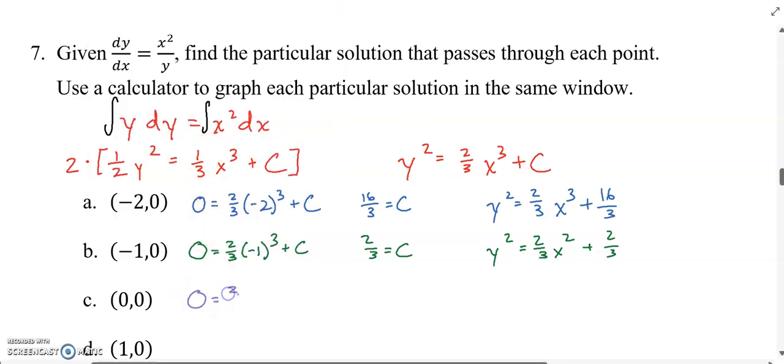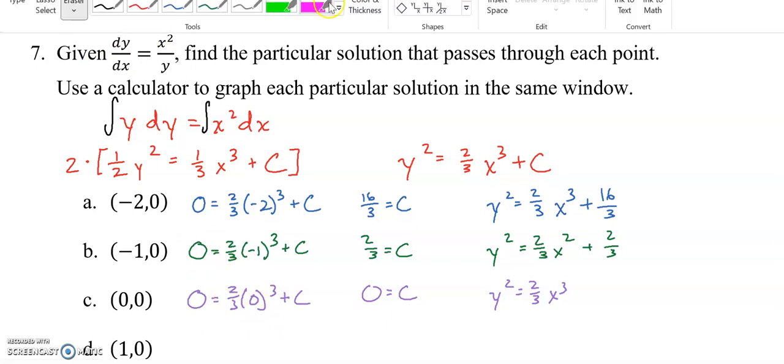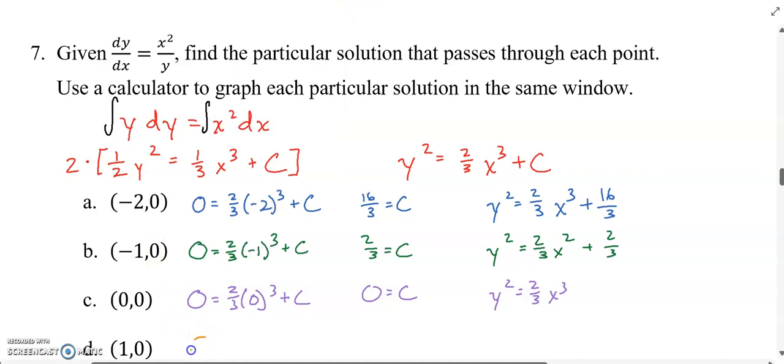Let's get some new colors in here for fun. For (0, 0), we get 0 equals 2/3 times 0 cubed plus c, so that means that 0 equals c. So we get y squared equals 2/3 x cubed. And then finally we have (1, 0): 0 equals 2/3 times 1 cubed plus c. Oh, I need to change colors. Sorry, can't do two problems in the same color. That would be weird. So c is going to be a negative value, and y squared equals 2/3 x cubed minus 2/3.